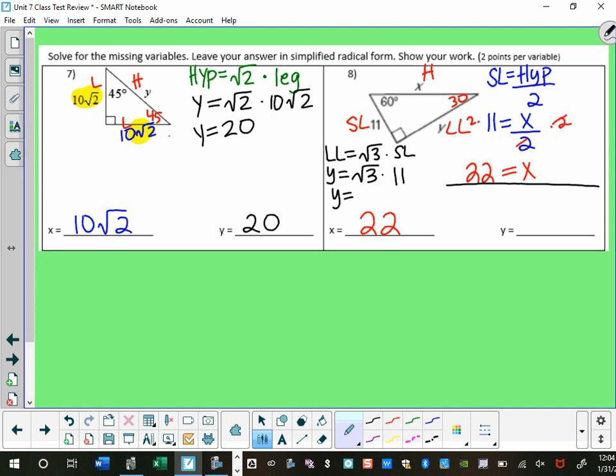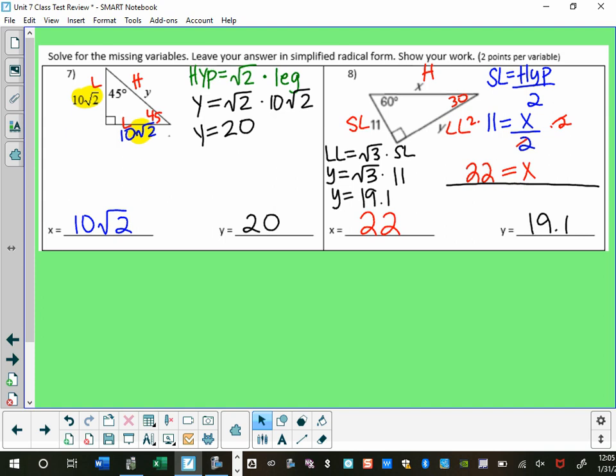What do you get? 19.1. We don't do the radical times 2. Where do you see a 2 in this? No, 22 is your hypotenuse. We're talking about the long leg right now. Your long leg is y, and your short leg is 11.